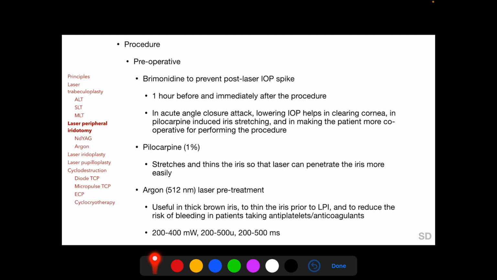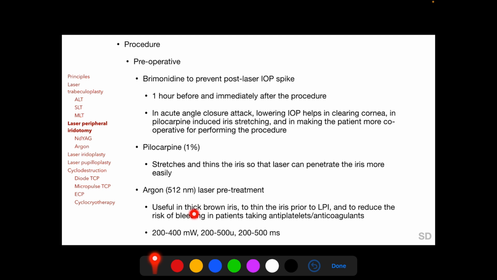For laser peripheral iridotomy, an ocular hypotensive agent, preferably brimonidine, is administered 1 hour before and immediately after the procedure to prevent post-laser intraocular pressure spike. And in an acute angle closure attack, lowering the intraocular pressure prior to the procedure helps in clearing the cornea, in pilocarpine-induced iris stretching, and in making the patient more cooperative for performing the procedure. Pilocarpine is also administered prior to LPI, and by constricting the pupil, pilocarpine stretches and thins the iris so that the laser can penetrate the iris more easily.